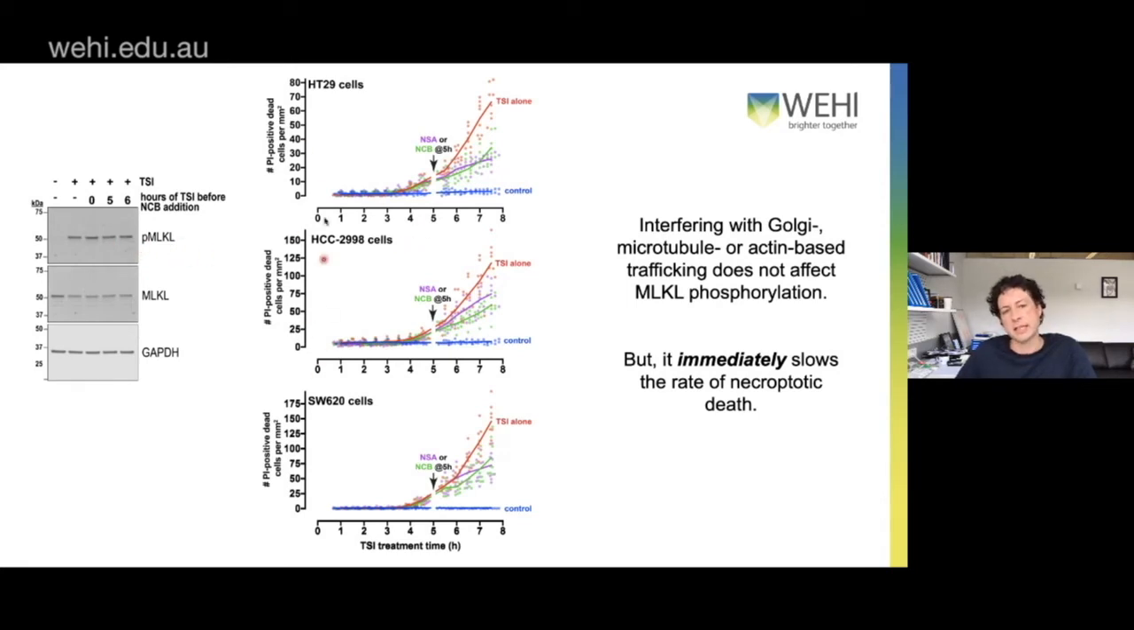And this is an IncuCyte data set across 3 cell lines, which really shows that it doesn't affect its recruitment, but it does instantaneously slow down the rate of necroptosis. So what we've done here is we've stimulated necroptosis in these 3 cell lines, waited for necroptosis to just begin, and then we've either directly inhibited MLKL with this compound called NSA, or we've inhibited these trafficking pathways. And you can see we can end up in the short term with a very comparable flattening of the necroptotic death curve. So for us, that was quite clear evidence that we were slowing down the ability of MLKL to get to the plasma membrane.